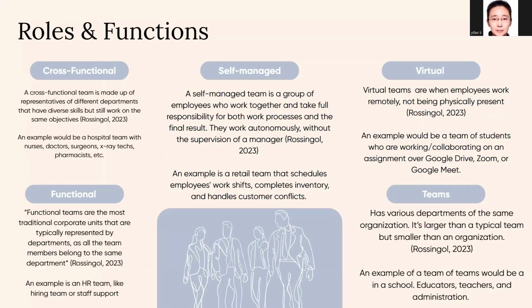So, roles and functions. Cross-functional is a team that is made up of representatives of different departments that have diverse skills but still work on the same objectives. Self-managed is a team that is a group of employees who work together and take full responsibility for both work processes and the final result. Virtual is when employees work remotely and are not physically present.